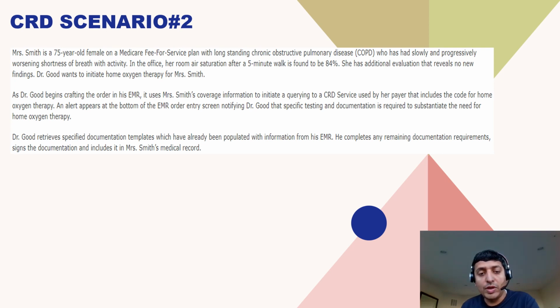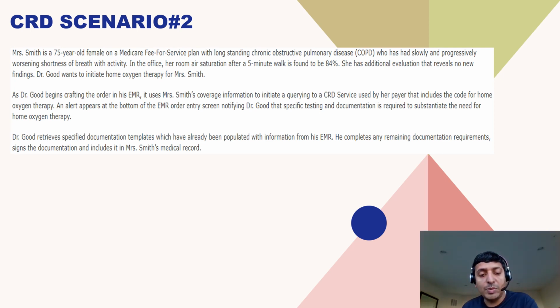Dr. Good wants to initiate home oxygen therapy for Mrs. Smith. As Dr. Good begins crafting the order in his EMR, it uses Mrs. Smith's coverage information to initiate a query to a CRD service used by her payer that includes the code for home oxygen therapy. An alert appears at the bottom of the EMR order entry screen notifying Dr. Good that specific testing and documentation is required to substantiate the need for the home oxygen therapy.